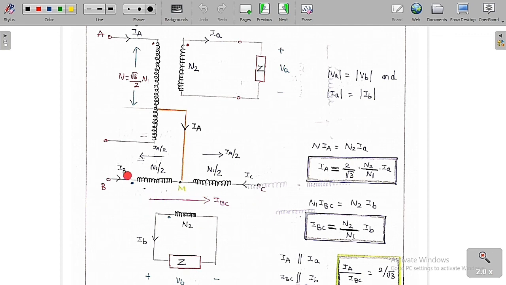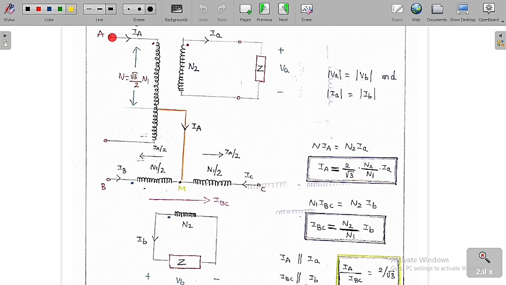I have already told you this is the primary transformer. In the primary transformer, the total number of turns in the primary winding is N1, and we cut it into two parts, N1 by 2 and N1 by 2. Similarly, the secondary winding of the primary transformer has N2 turns. This is the dotted terminal and this is the dotted terminal. We connect a load. As the load is kept here, the voltage is VB and the load current is IB. Similarly, for the secondary of the TZ transformer, I connect a load Z. What is the voltage here? Plus or minus VA, and the load current is IA.